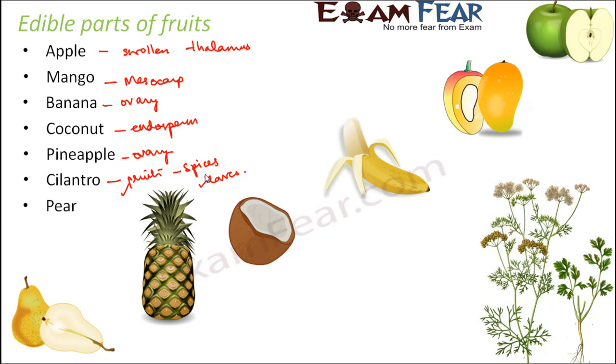Pear, in pear again, ovary plus thalamus. So the thalamus is again fleshy and that is edible.